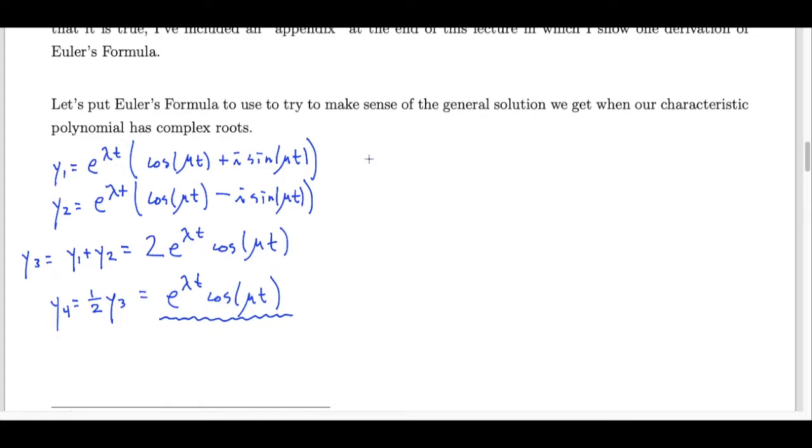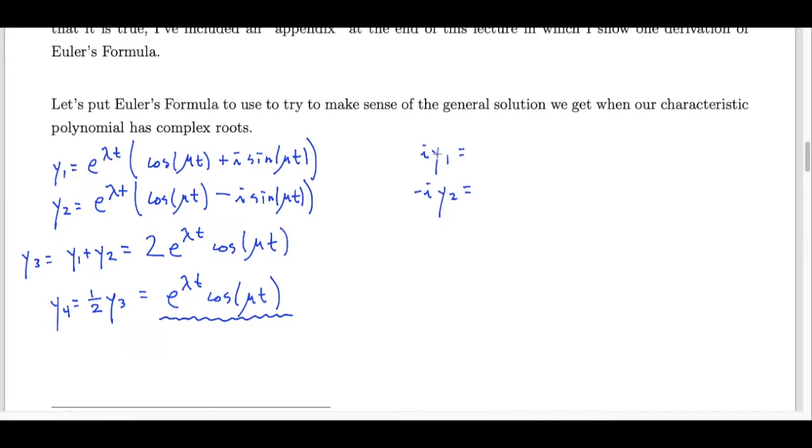I'm going to hold on to this function as one of the building blocks for my general solution. Next, I want to repeat that same process, but before I add these two equations, I want to multiply them by a constant. The trick is I'm actually going to multiply them by the number i. Actually, I'll multiply y1 by i, and y sub 2 I'll multiply by negative i.